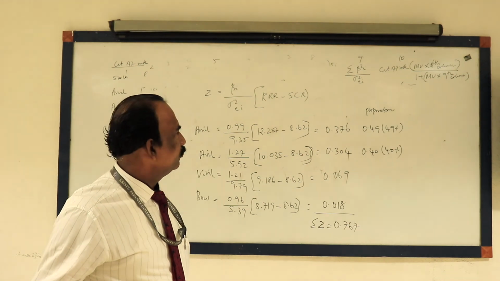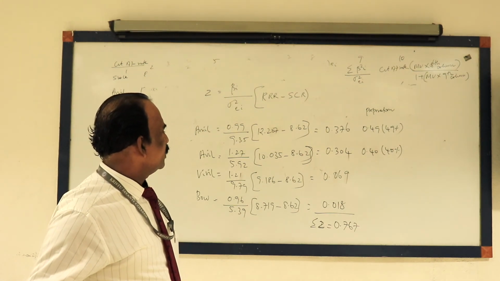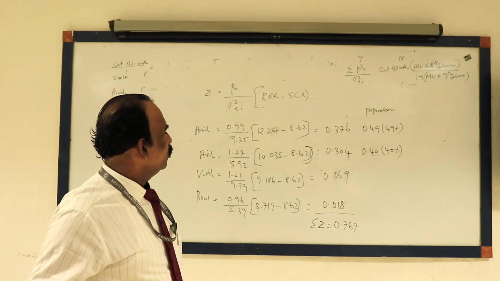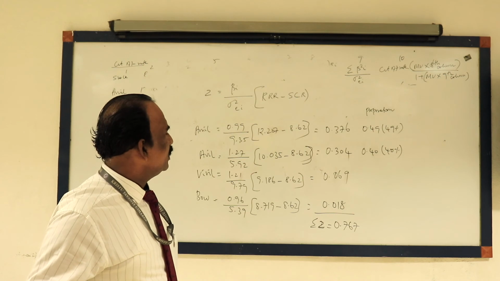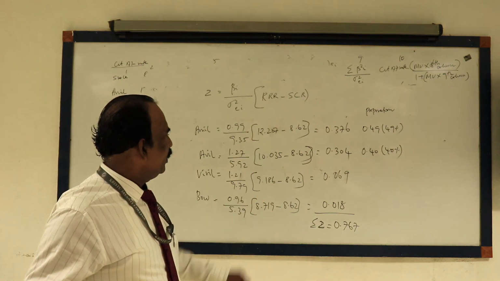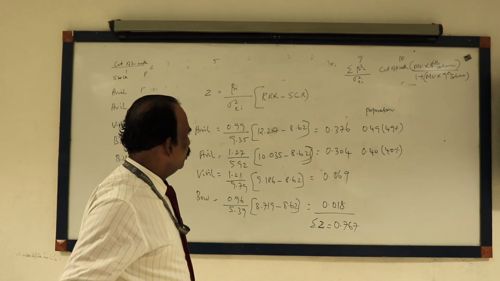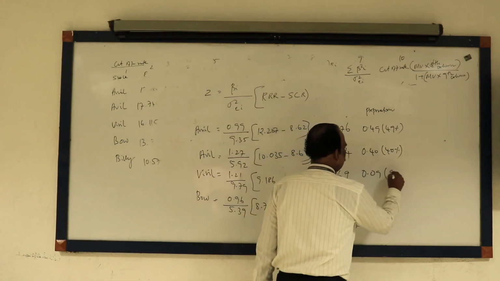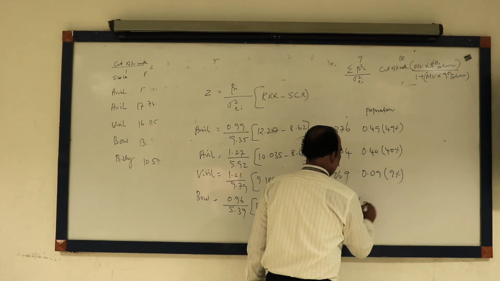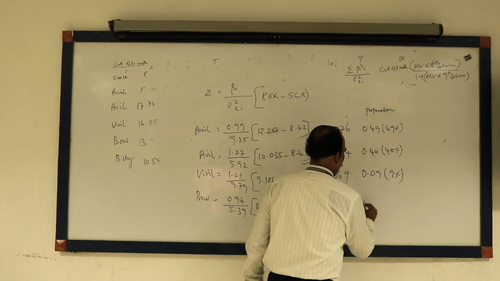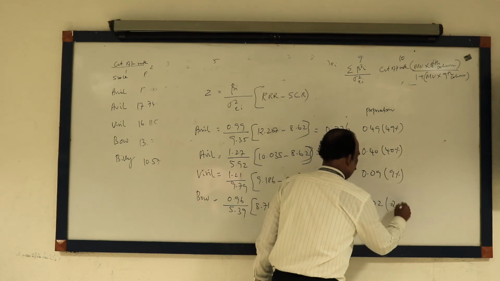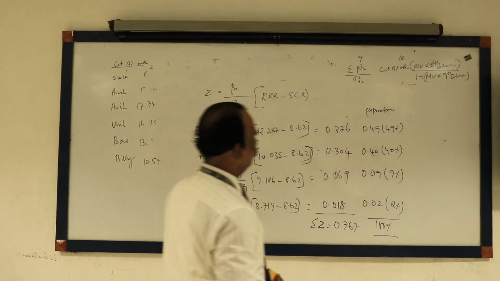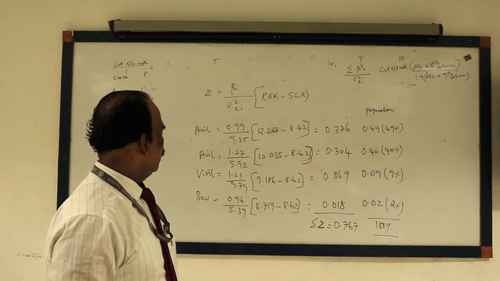Then 0.069 divided by 0.767. So remaining after 89% is 11%. The third one is 0.09, so 9%. So remaining will be 2%. So total 100%. Okay. So 2% of funds is invested in BOW.